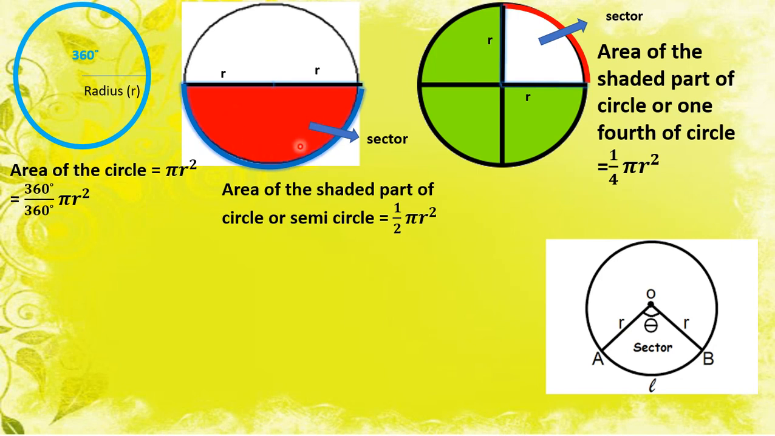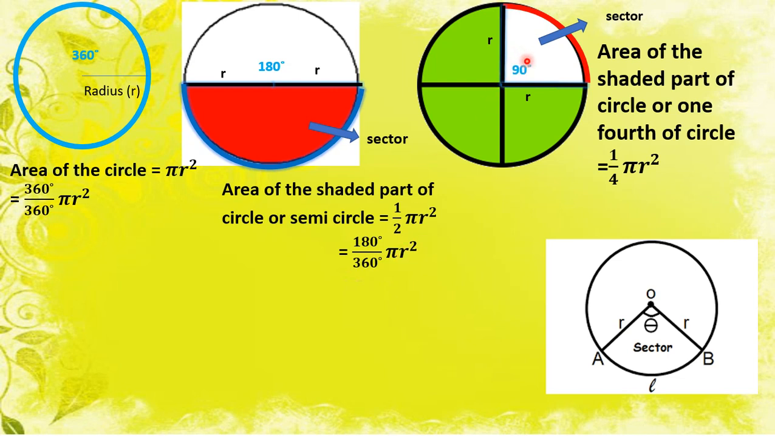Now consider the second figure, which is the semicircle. This arc of the circle subtends 180 degree at the center, as this diameter is there, and this boundary of the circle, or we can say the arc, is the semicircle. So this arc subtends an angle of 180 degree out of the complete 360 degree angle. So we can write half of pi r square as 180 degree upon 360 degree into pi r square.